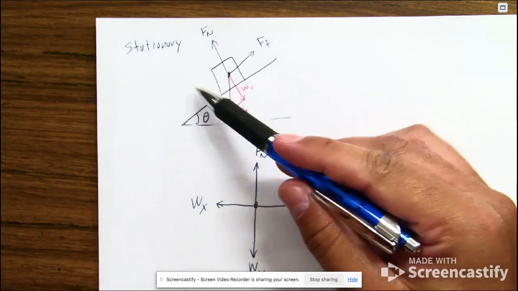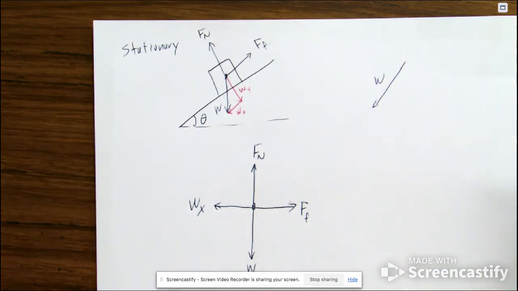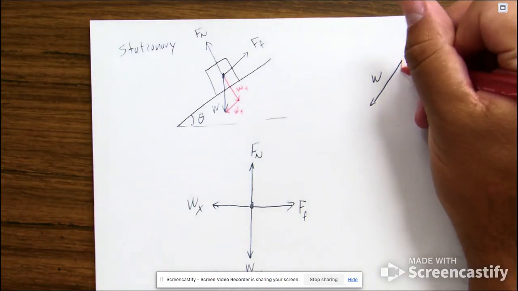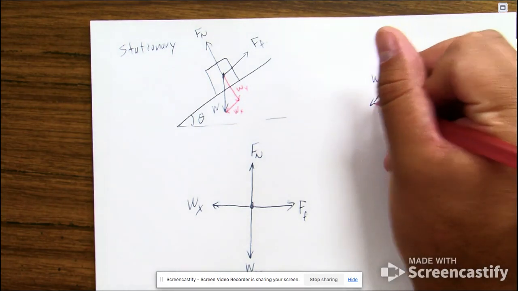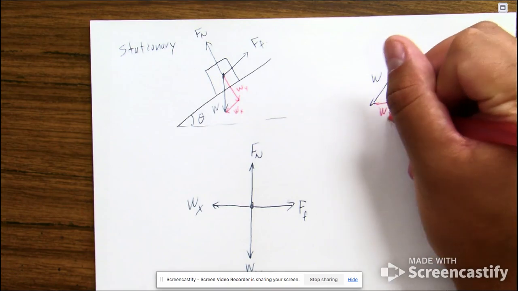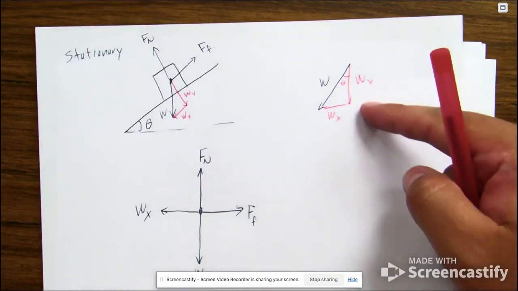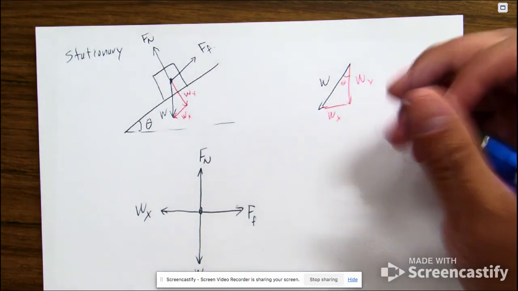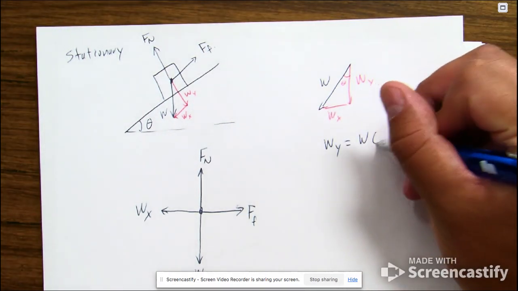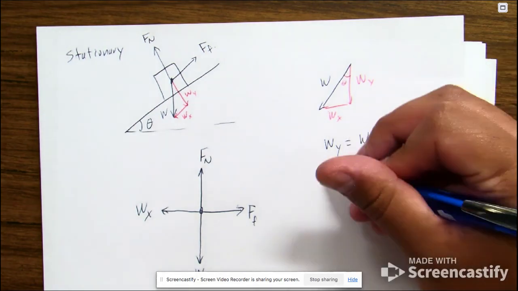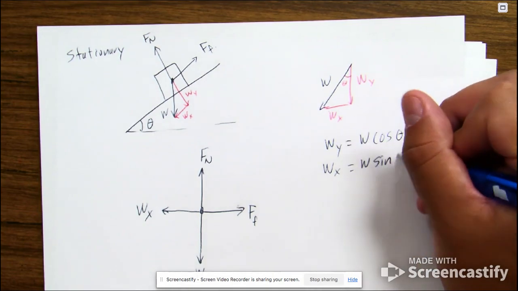Now I'm going to analyze this triangle a little bit more. So I'm going to redraw it. And this is what we call W. We have this thing that's going to be Wy, and then this one's going to be Wx, where this is our theta. Now if you look at this here, we can use a little trigonometry, and you can prove it to yourself, that the y component of the weight is equal to W times the cosine, since it's the side adjacent, and Wx is equal to W sine of the angle.